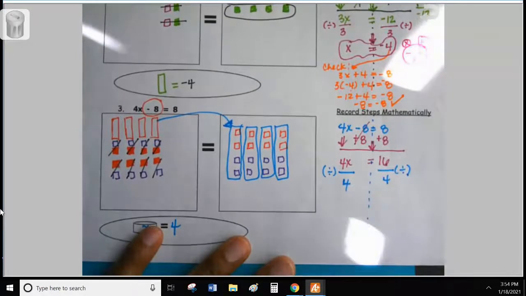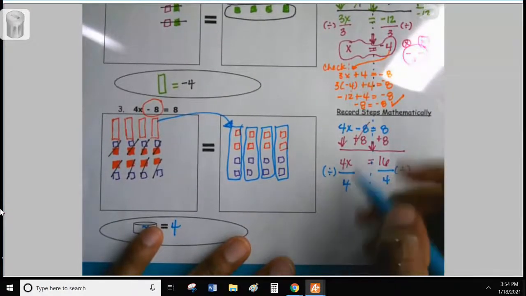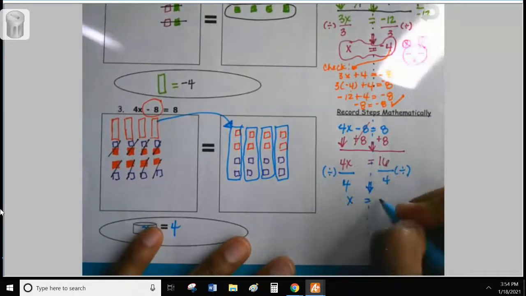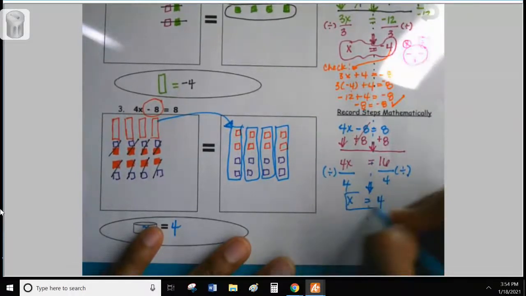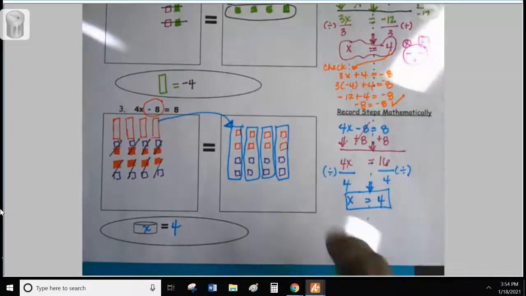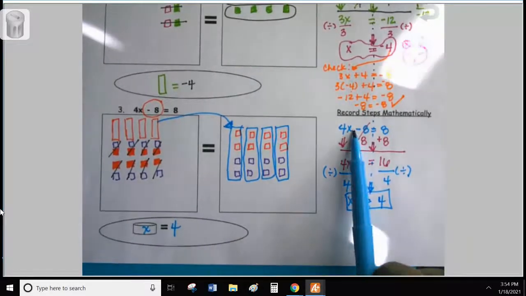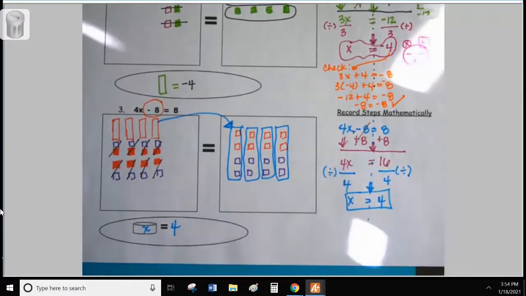Okay, so 4x, 4 divided by 4 is 1x. Bring down that equal sign again. 16 divided by 4 is 4. So the value of x equals 4, again, which is the same as our model. And we could go in and check it. You are more than welcome to check it to verify, but I can do it in my head. I know that 4 times 4 is 16, and 16 minus 8 will give me 8.